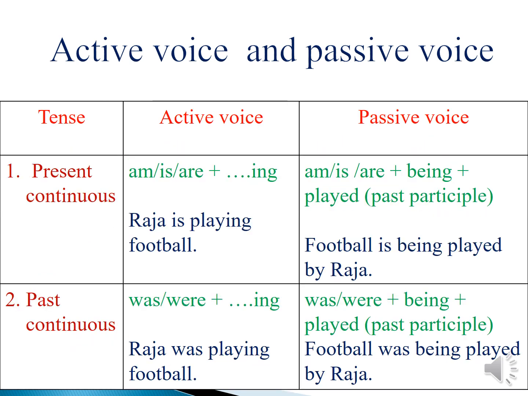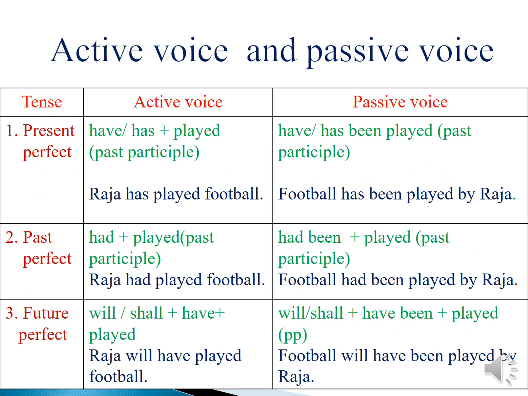Now continuous tenses. Present continuous and past continuous. Am, is, are plus ing is present continuous. Am, is, are plus being plus past participle. Always the past participle will come for a passive voice sentence. Raja is playing football. Football is being played by Raja. Was, were plus ing form. Was, were plus being plus past participle. Raja was playing football. Football was being played by Raja.